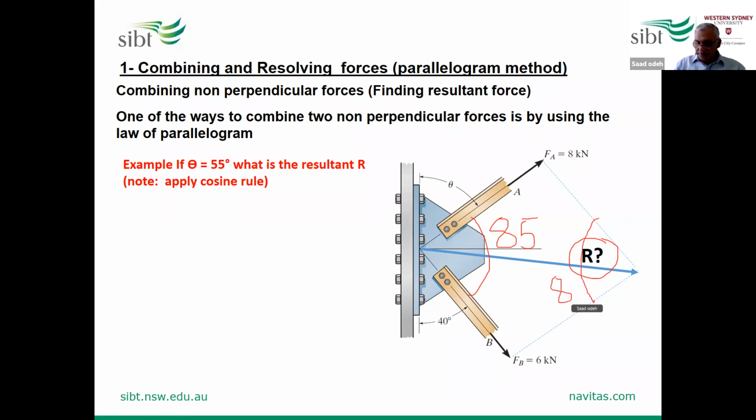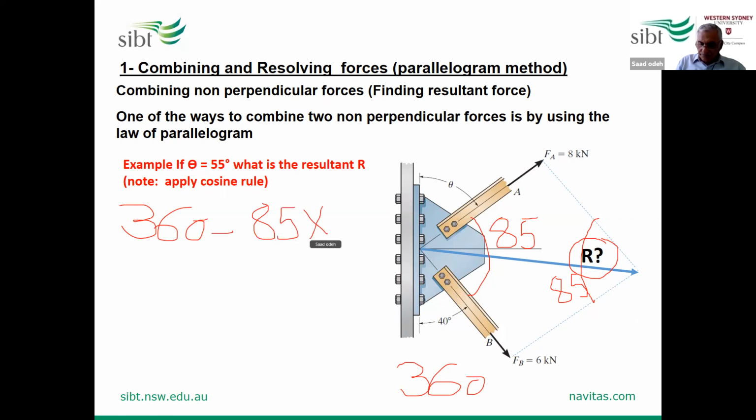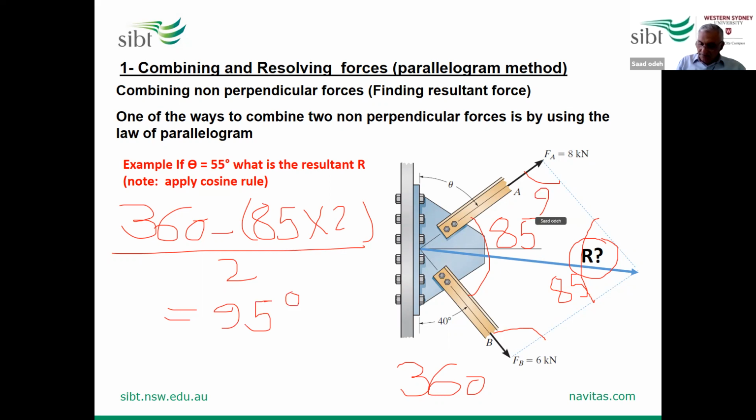For the remaining angles, because the total angle of a parallelogram is 360, we can say 360 minus 85 times 2, and then divided by 2. This will give us the angle on both sides here. So you will find that this will be equal to 95 degrees, right? So we know these angles. This one is 95, and this one is also 95.